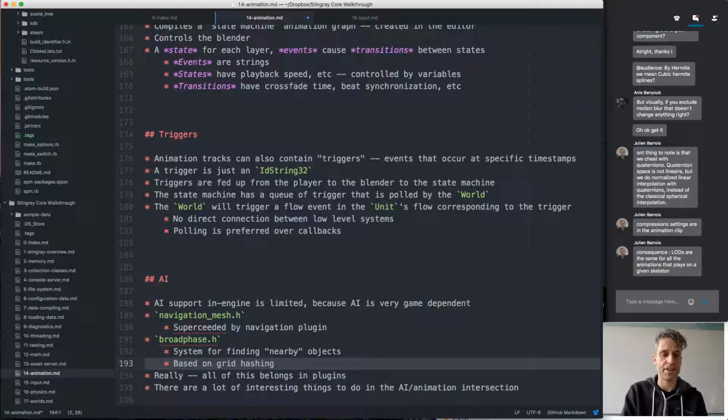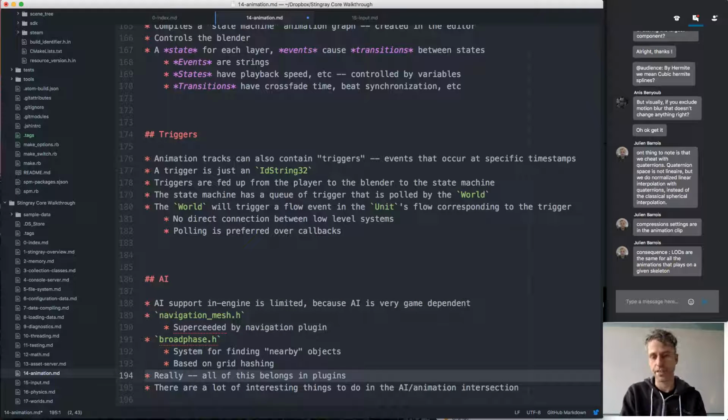But really, I think that all of these things that we have, the navigation mesh and this broad phase, belong in plugins. We made these things before we had the plugin system in the engine, and I don't think they should be part of the engine core because they are not as generally useful. I think it would make more sense to have them as plugins, but they're there for now because they were created before we had the plugin system.